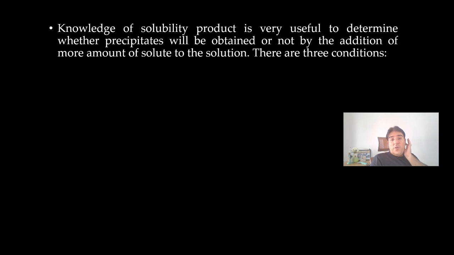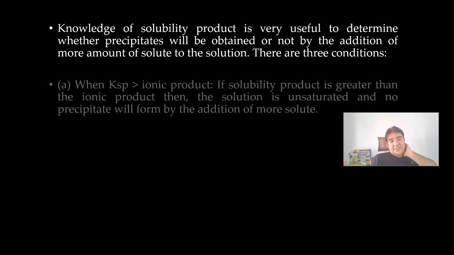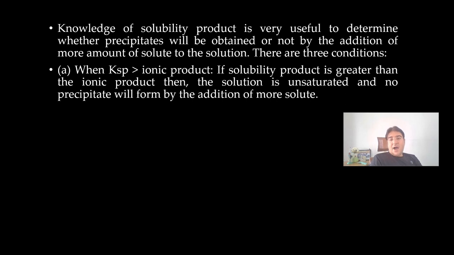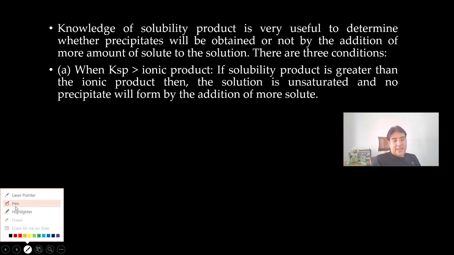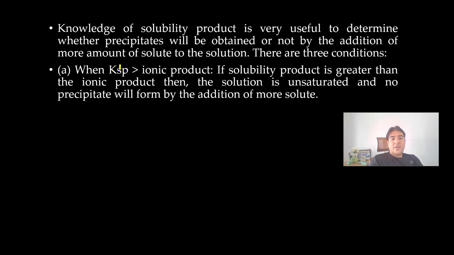So we use the Ksp value to understand three conditions. If at any moment the ionic product is equal to the value of Ksp, the solution is called saturated. Okay, look at this. If you can focus on the screen, my dear friends, if I can highlight it for you. When the Ksp is more than the ionic product, it means that the ions are less than Ksp. It means ions have to increase to reach Ksp. This is the unsaturated solution. It means that it can take up more ions, okay?